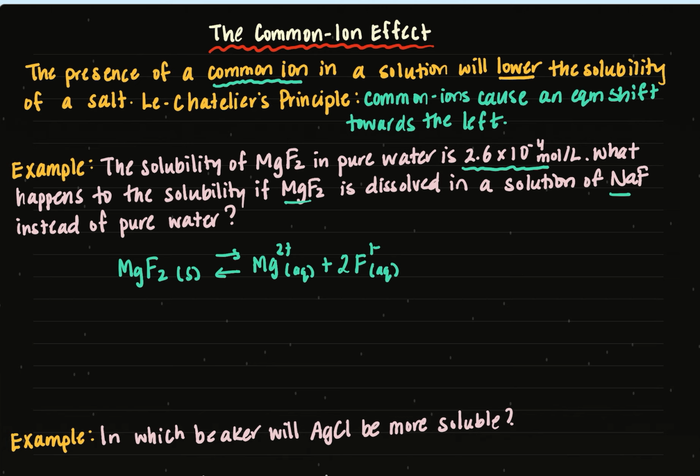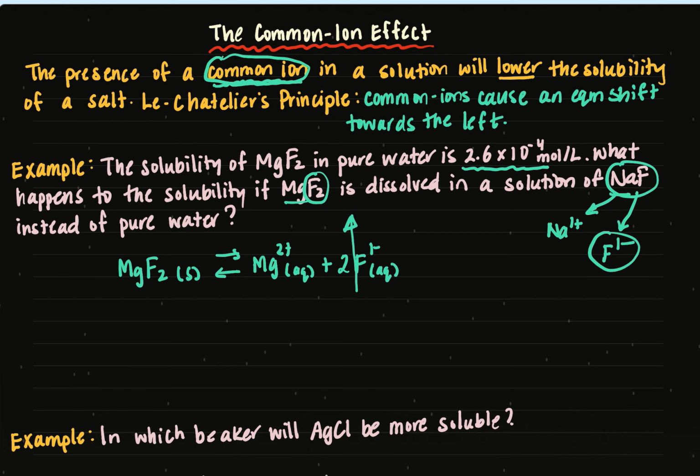If I try to dissolve this in sodium fluoride, you have to automatically ask yourself, what is the common ion? That's part of my definition. NaF will dissolve into sodium ions and fluoride ions. Sodium is 1+, fluoride is 1-. So we should be able to tell that fluoride is the common ion. You're going to have fluoride from NaF, and also fluoride from MgF2. So the concentration of fluoride is going to increase when we try to dissolve this in my sodium fluoride solution.